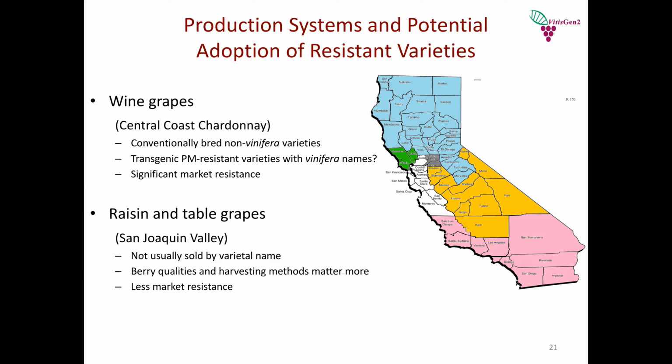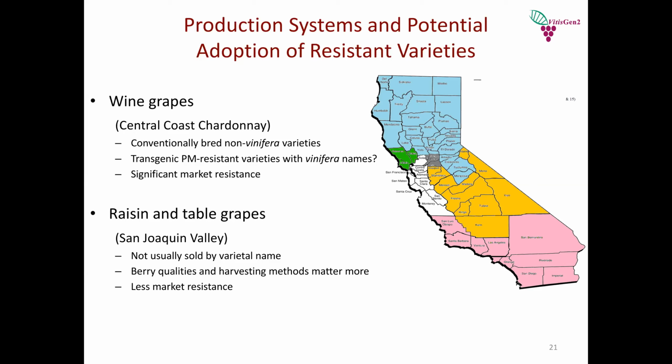We looked at raisin and table grapes, and they're in the San Joaquin Valley, and they're different in a few ways. In the case of wine grapes, the vinifera varietal names are very important in the market, and so if we replace conventional varieties with conventionally bred non-vinifera varieties, we forego that market advantage. If we can use genetic engineering to create resistant varieties, we may be able to retain the advantage of the vinifera varietal name as well, although depending on market attitudes to the use of genetic engineering, that may be an issue. And looking forward, we're thinking about gene editing technologies and so forth, which may be more acceptable, we hope.